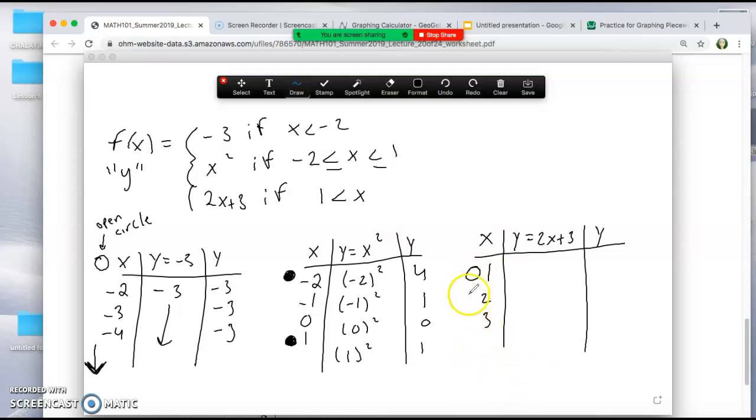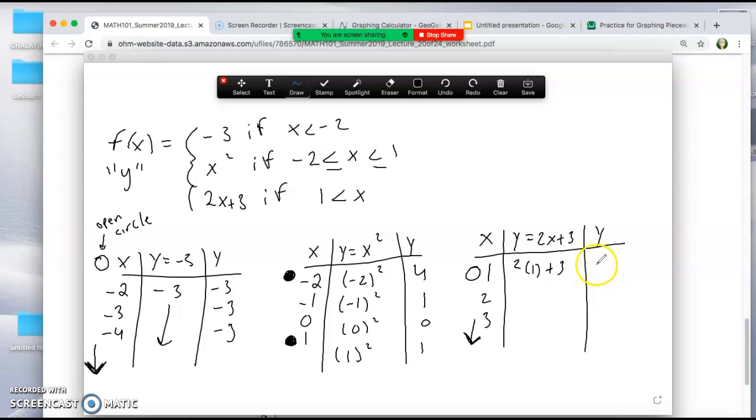So this graph starts with an open circle at 1 since it's not equal to, right? We're not really including that 1. And it ends with an arrow to indicate that there's infinite numbers of values of x that will work for this, right? Because it's any value of x that's greater than 1. So now I'm just going to plug in.